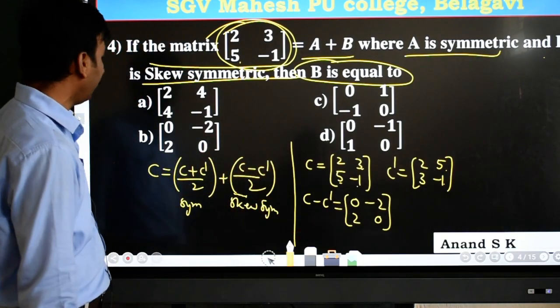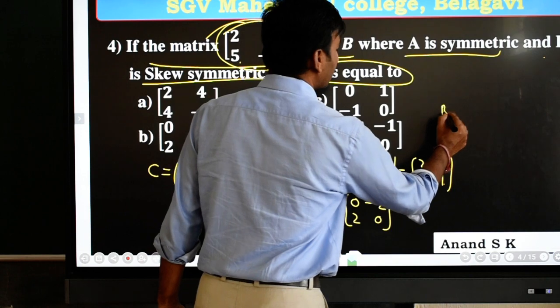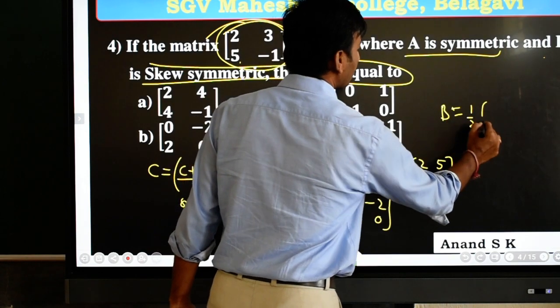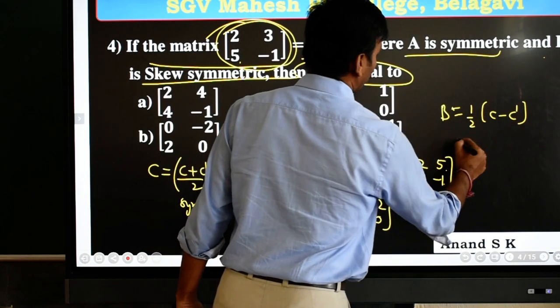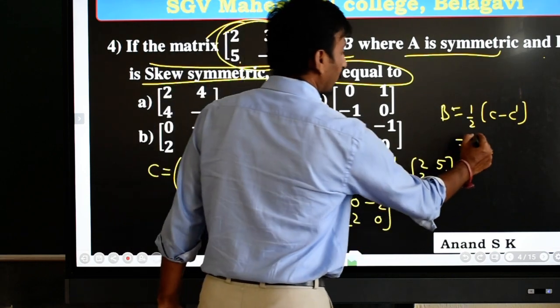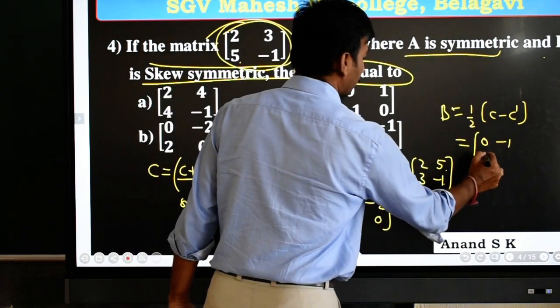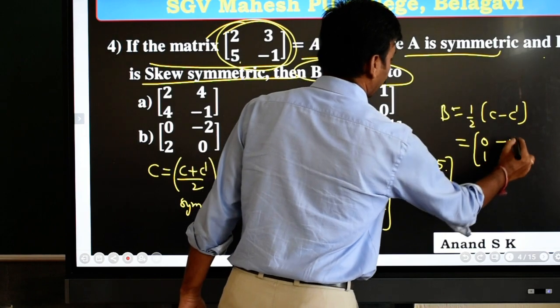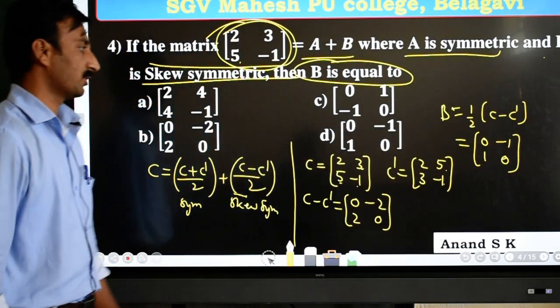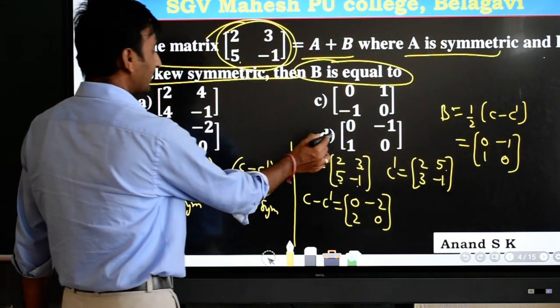You are interested in B, so therefore the B value is equal to 1 by 2 of C minus C dash. What is this? Divide all these by 2. So you get 0, minus 1, 1, 0. So this is our answer for this question. Yes, option D is correct here.